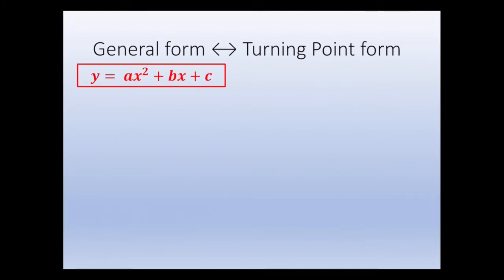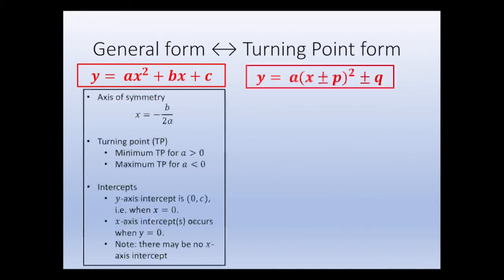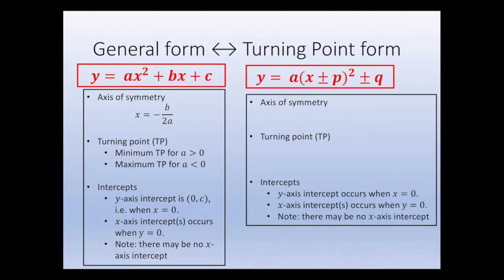Now, let's have a look at general form to turning point form. This is the general form, and you know things like axis of symmetry, turning point, and intercepts associated with that. You know how to find this. Now for the turning point form, you can write it as y equals a(x plus p) squared plus q, or a(x minus p) squared minus q, and so on and so forth.